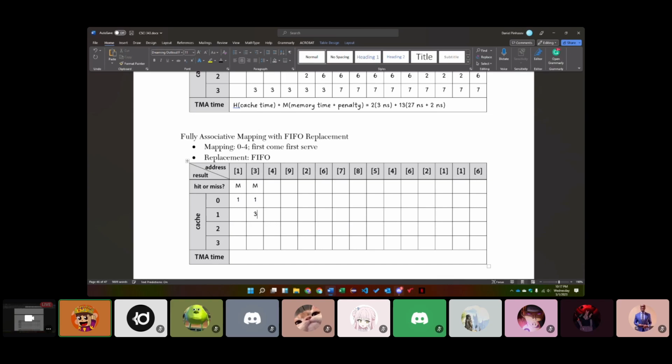3 is a miss, it goes in the second location. 4 is a miss, it goes in the third location. That's what it means by first come, first serve. 9's a miss. 1, 3, 4, 9.